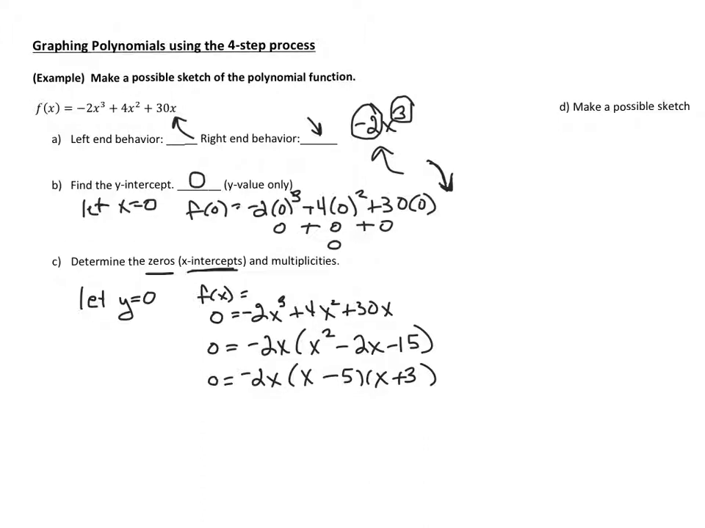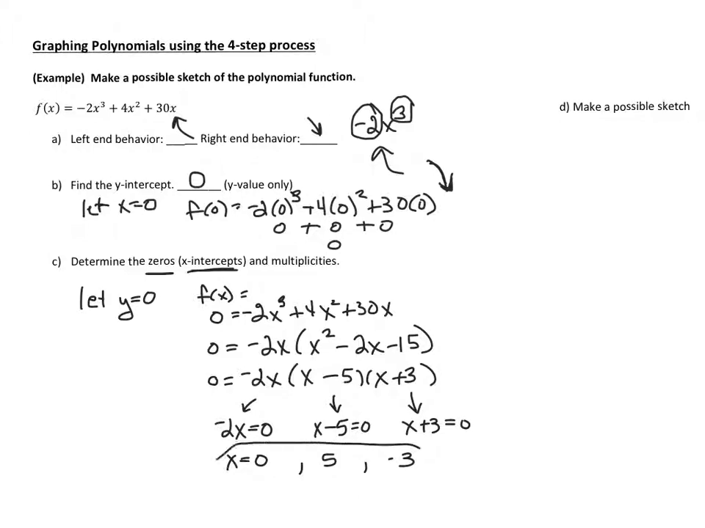For our x-intercepts, we just set each factor equal to 0, and that should give us our zeros, or our x-intercepts. This would give us, let's see, x equals 0, 5, and negative 3. So these are my x-intercepts.